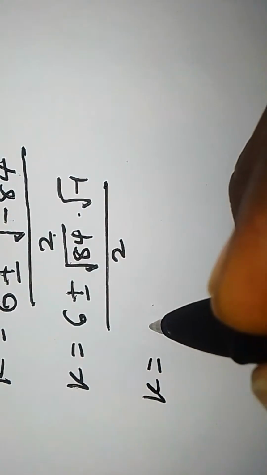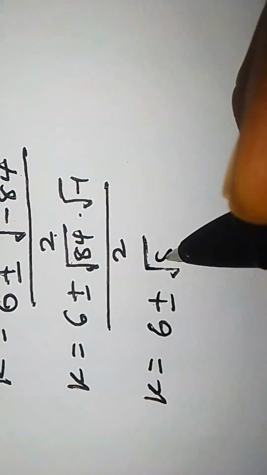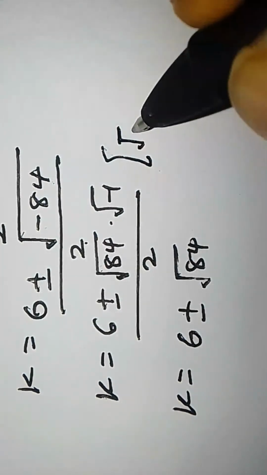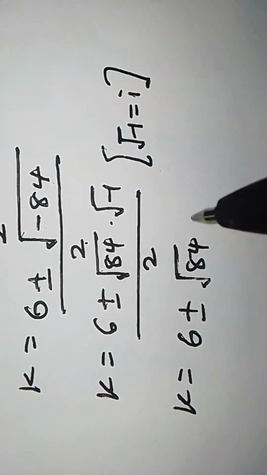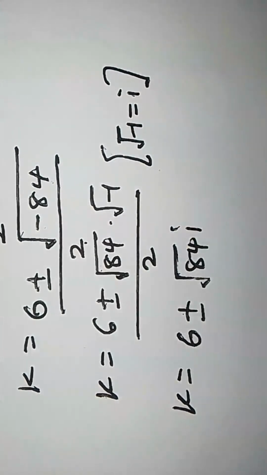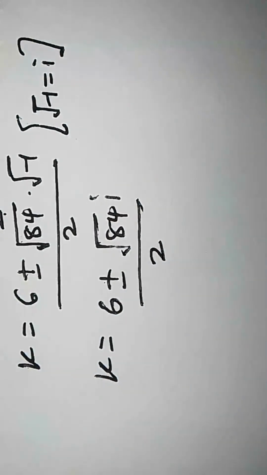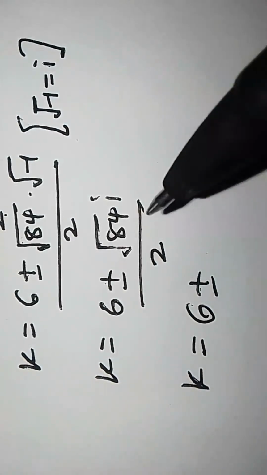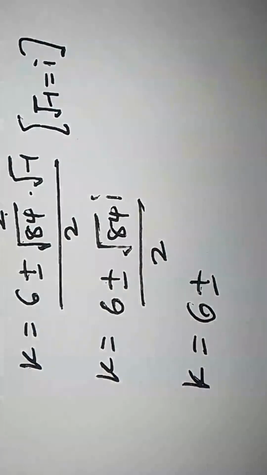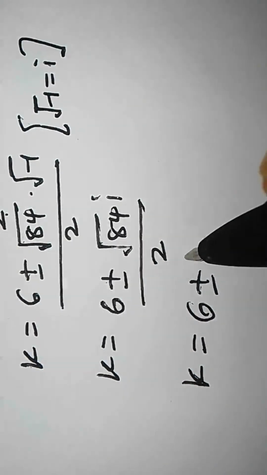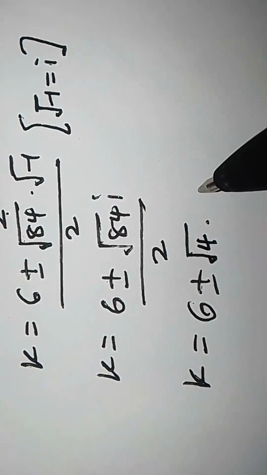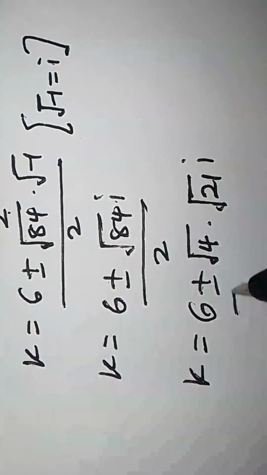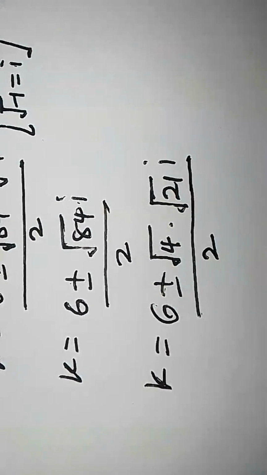K is equal to 6 plus or minus the square root of 84, but we know that from complex numbers, the square root of minus 1 is simply i. So you just have to replace this with i, divided by 2. K is equal to 6 plus or minus, I can actually simplify the square root of 84 further. We can write it as the square root of 4 times the square root of 21 times this i, divided by 2.